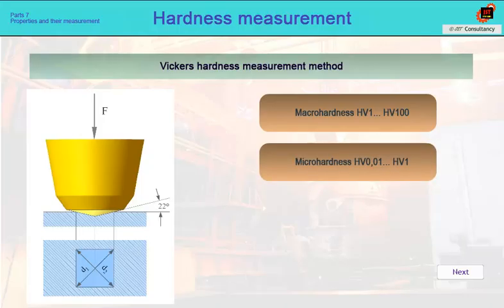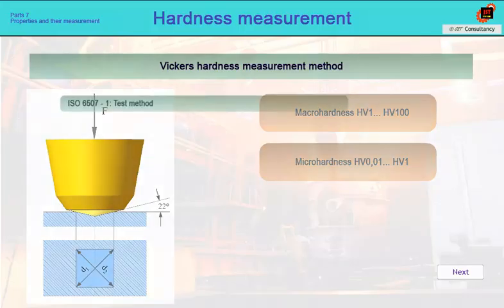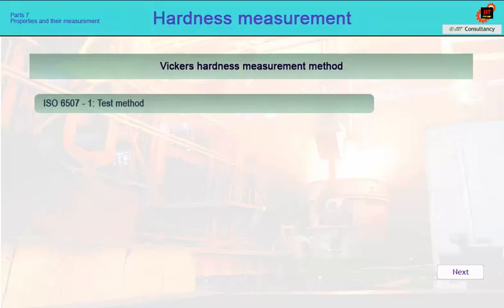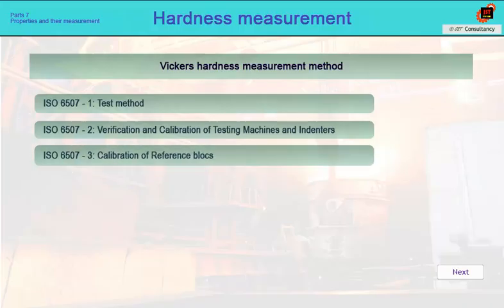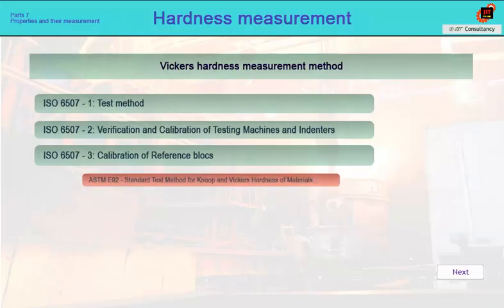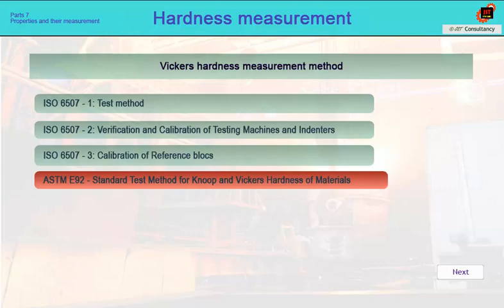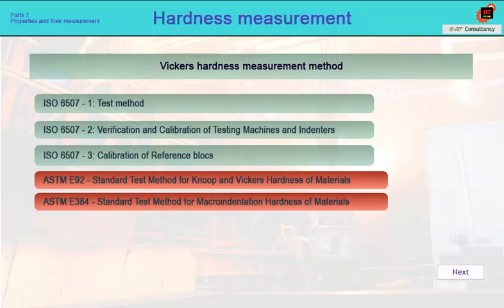The set of standards for the Vickers method is similar to the Brinell or Rockwell methods. Part 1. Test method. Part 2. Verification and calibration of testing machines and indenters. And Part 3. Calibration of reference blocks. Similarly, the American standard ASTM E92, standard test methods for Vickers and Knoop, and for micro hardness, ASTM E384, standard test method for micro indentation hardness of materials.